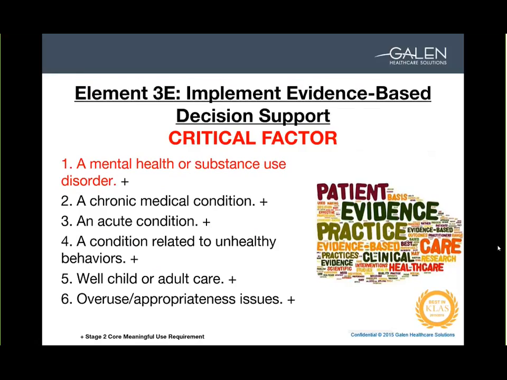All right, let's keep moving along. Let's go to 3E. So now we have an example of a critical factor. So we'll cross this one as well so that people understand that. So basically, we're looking for you to implement evidence-based decision support. So are you using guidelines? And we'll look through, do you have guidelines to treat some of your mental health or substance abuse disorders?